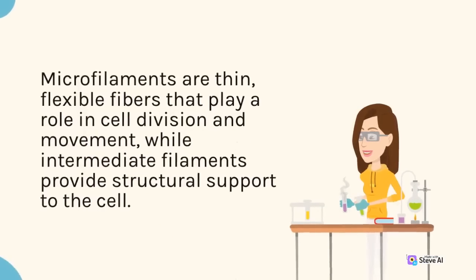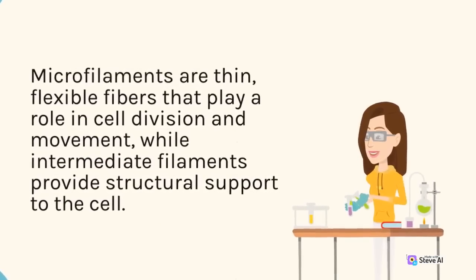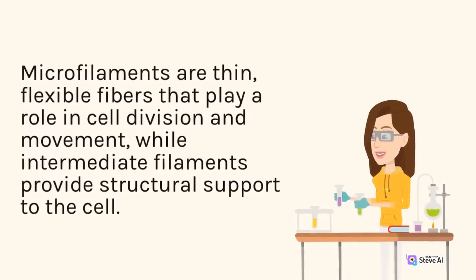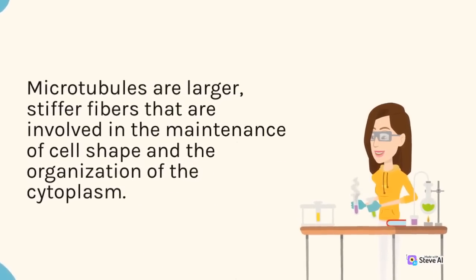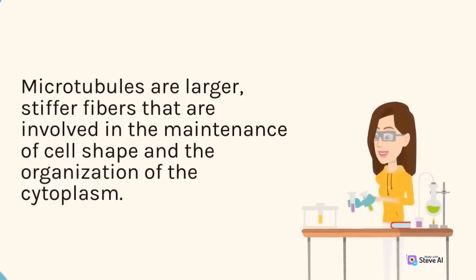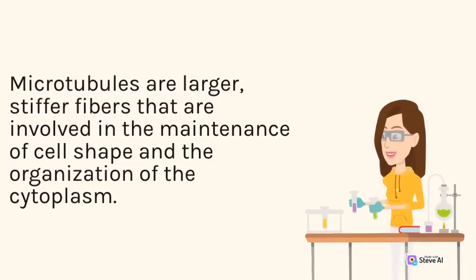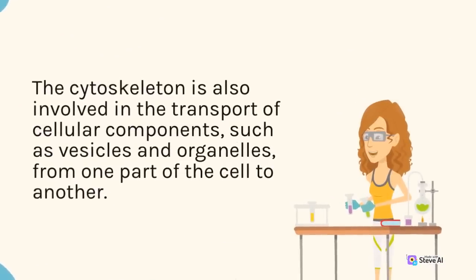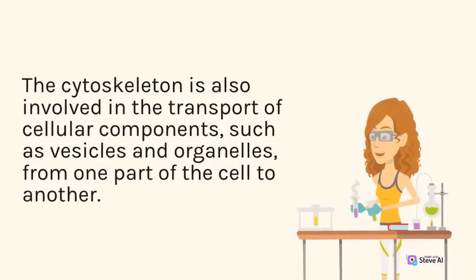Microfilaments are thin, flexible fibers that play a role in cell division and movement, while intermediate filaments provide structural support to the cell. Microtubules are larger, stiffer fibers that are involved in the maintenance of cell shape and the organization of the cytoplasm. The cytoskeleton is also involved in the transport of cellular components, such as vesicles and organelles, from one part of the cell to another.